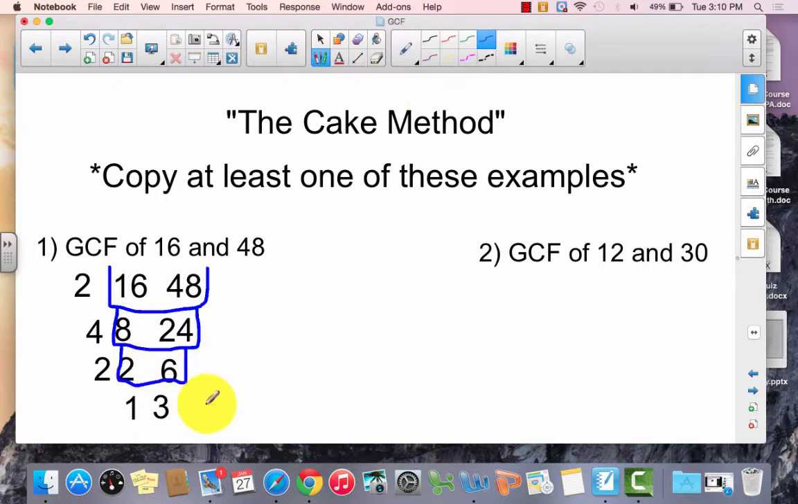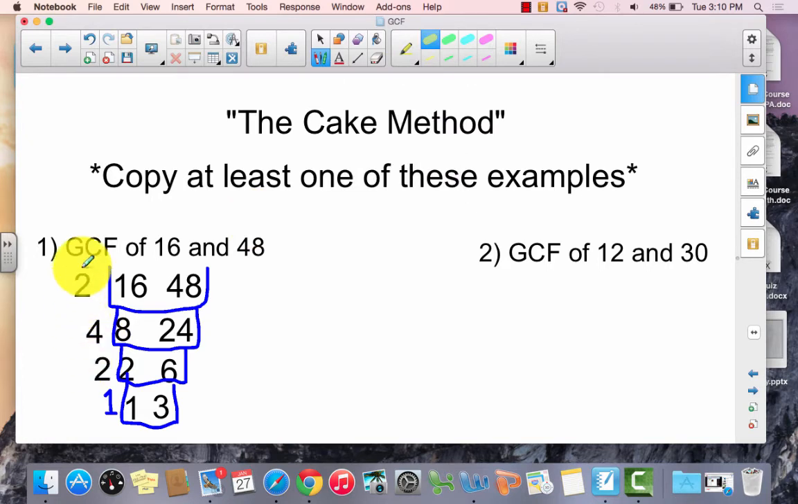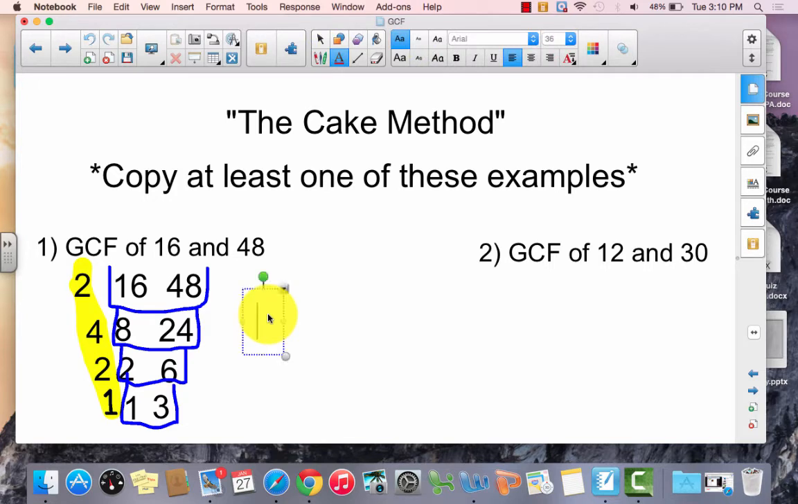Looking at 1 and 3, the only number that those can both be divided by is 1. And so once I put a 1 here, that tells me that the problem's over. And what I do to find my GCF is I multiply together all the numbers on the outside of the cake. So 2 times 4 is 8, times 2 is 16, times 1 is 16. So in this problem, the GCF is 16.